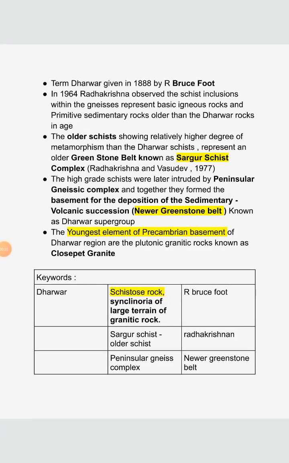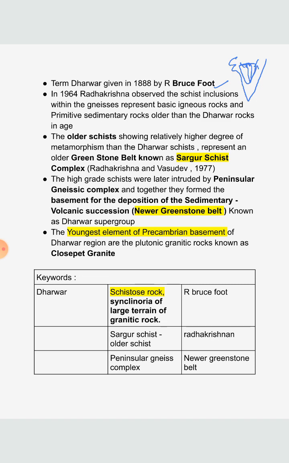So, the Dharwar craton was the term given by R. Bruce Foote, and this is located in peninsular India. So, this is where the Dharwar craton is located. It has two parts. First is western and second is eastern part. There is also one central part.